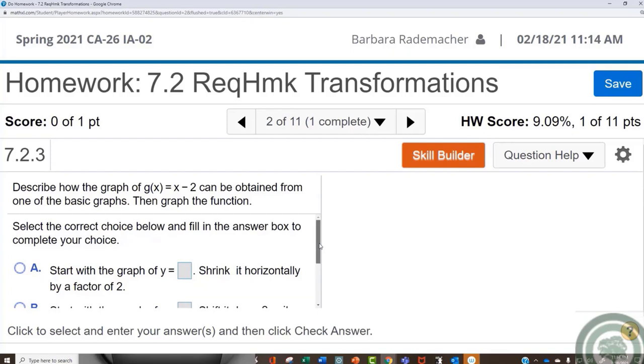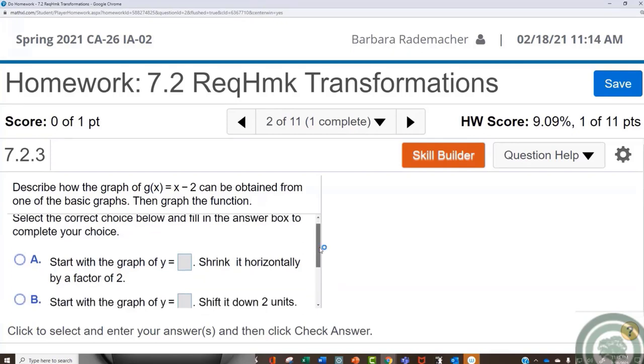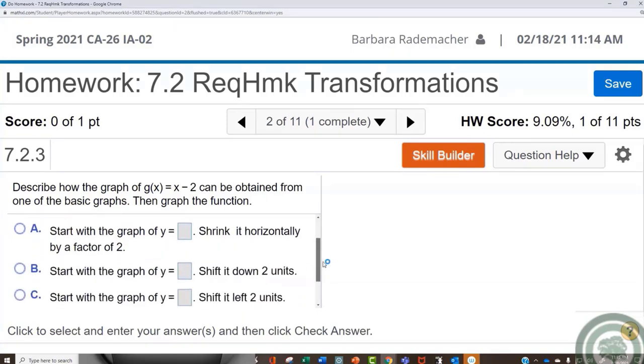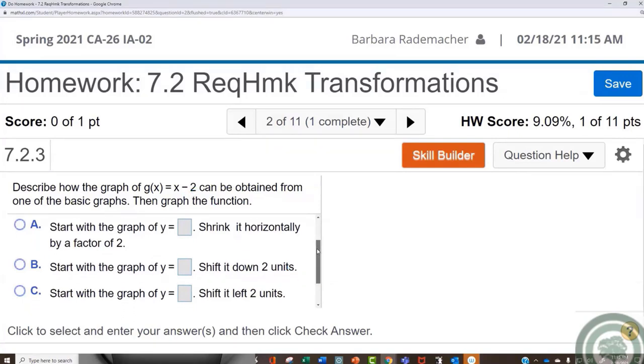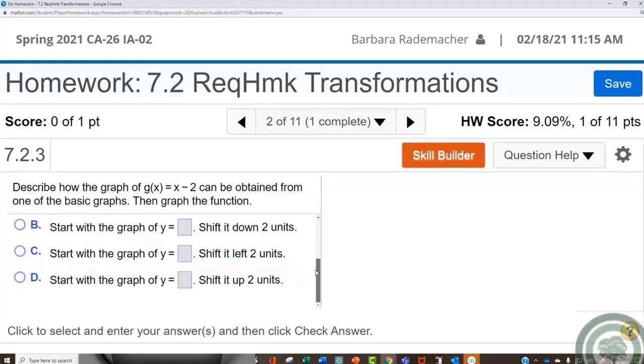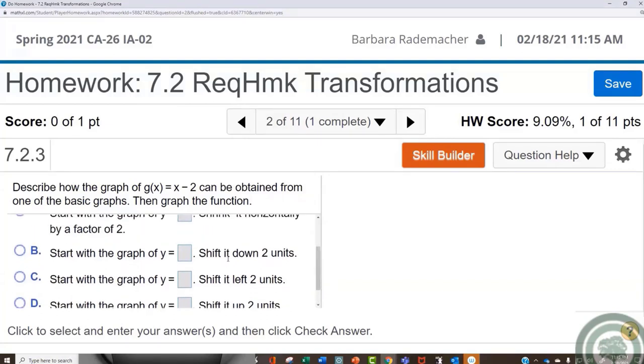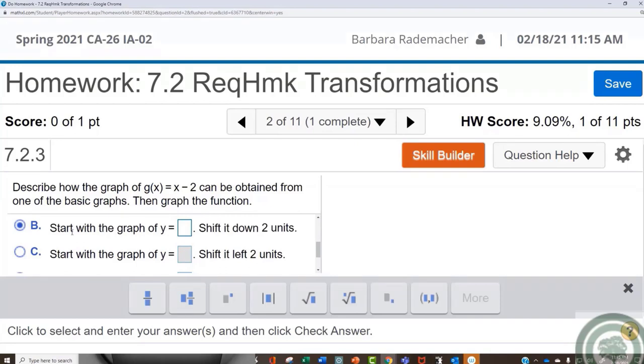So that's what I'm looking for now. Shrink it horizontally, shift it down 2 units. That's what I want. These all say other things. Shift it left 2 units, shift it up 2 units. No, we are going down 2 units. And the basic graph is y equals. Shift it down 2 units, okay.